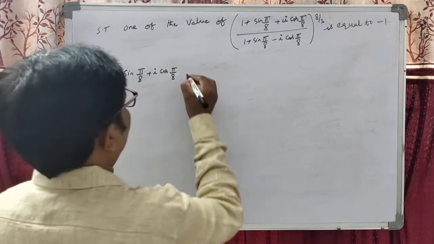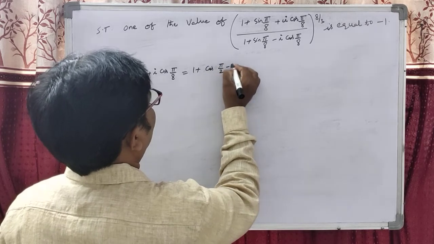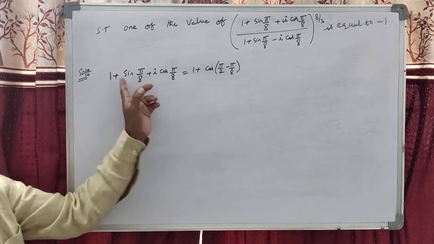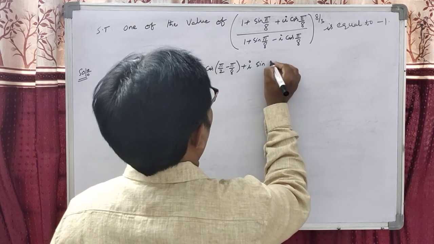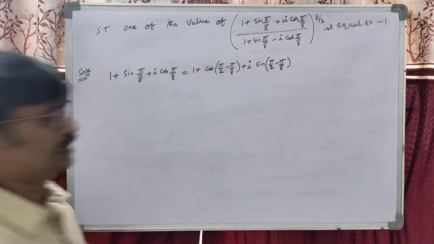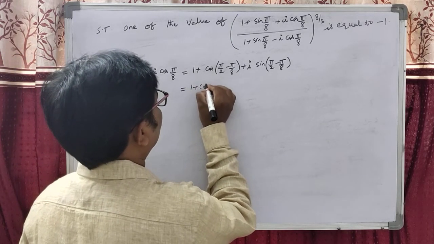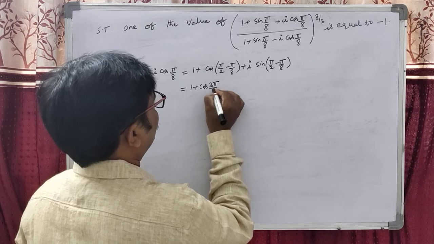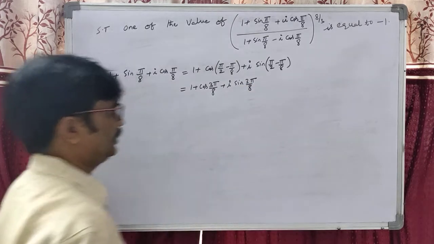Now students, this can be written as 1 plus cos of (90° minus π/8), since cos of 90 minus θ is sin θ. After that, this can be written as i into sin of (90 minus θ); sin 90 minus θ is cos θ. So this can be written as 1 + cos 3π/8 + i sin 3π/8.